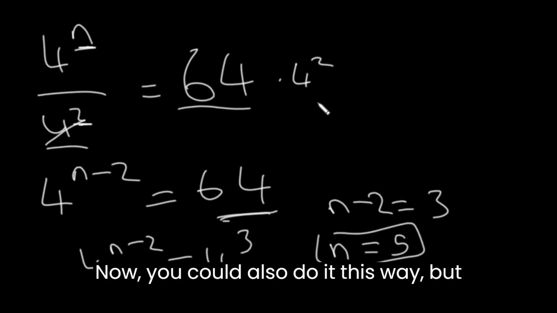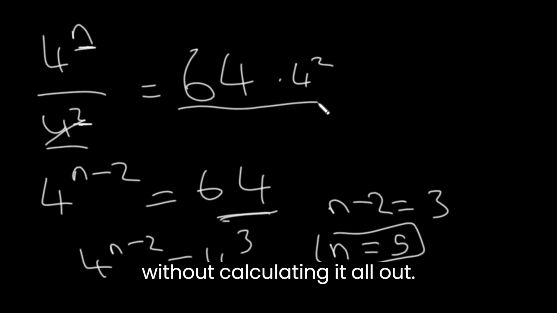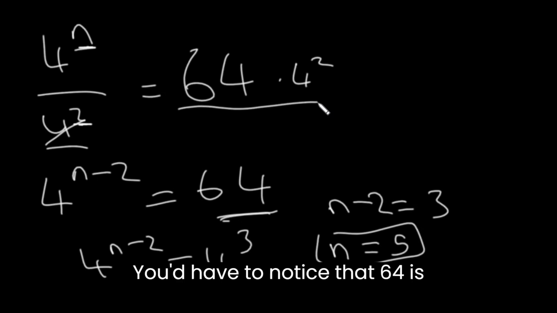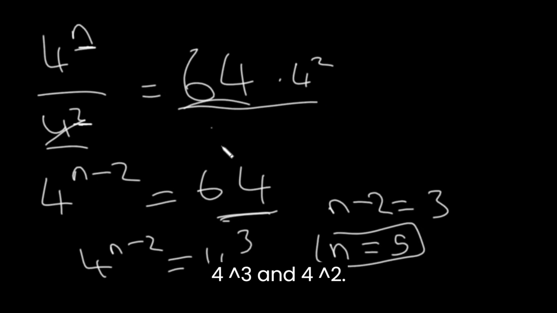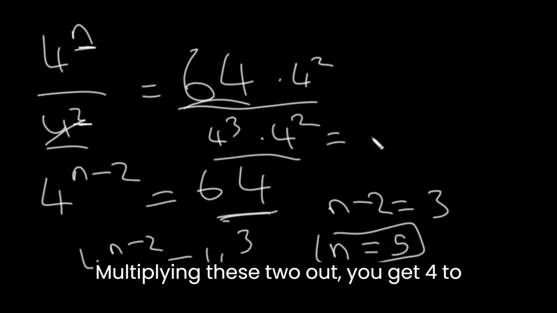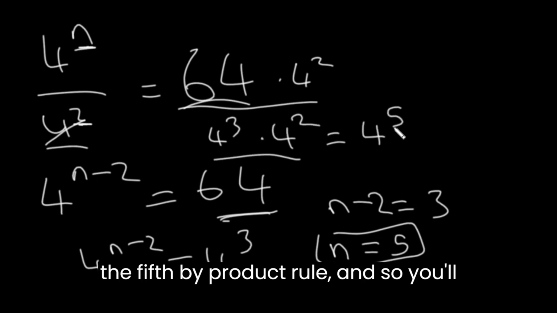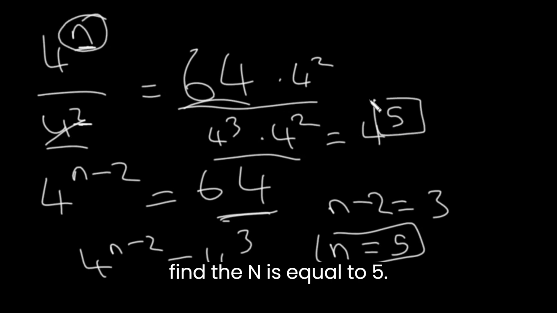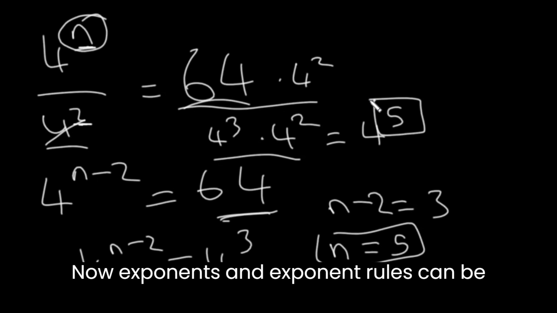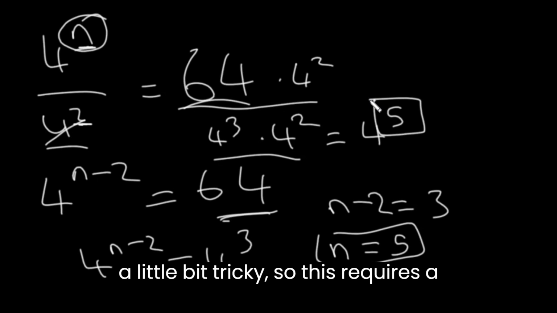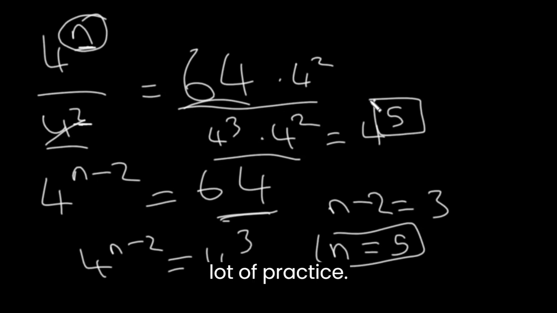Now you could also do it this way, but without calculating it all out. You'd have to notice that 64 is 4 cubed and 4 squared. Multiplying these two out, you get 4 to the 5th by product rule, and so you'll find that n is equal to 5. Now, exponents and exponent rules can be a little bit tricky, so this requires a lot of practice.